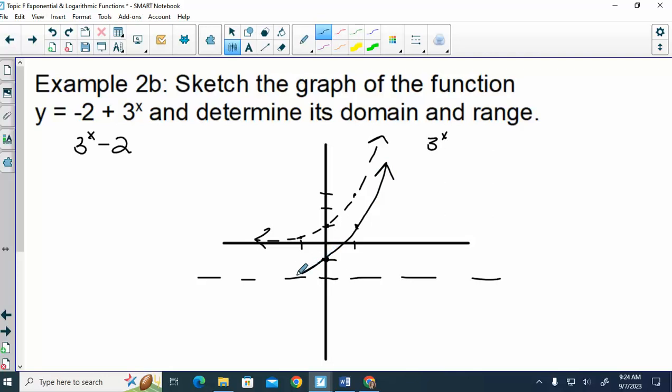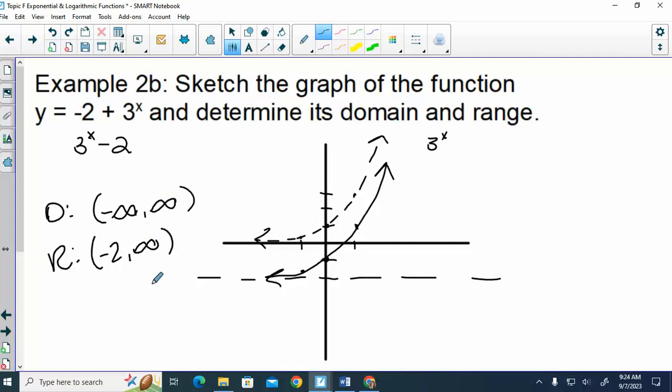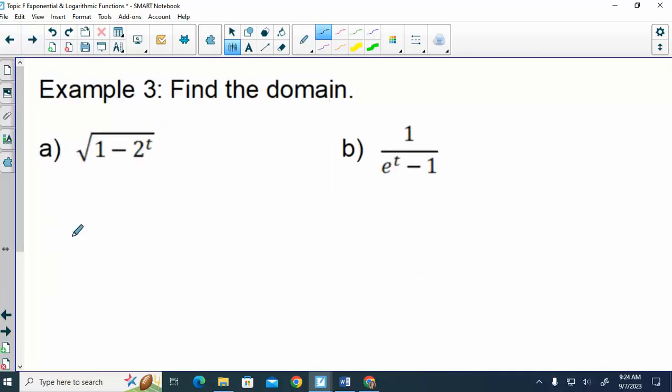So, domain. Range. Are those okay? Did you figure out the domain on the next one? No, a little tricky. I did some things.